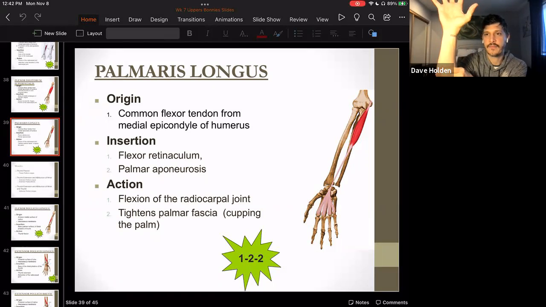You'll feel it tightening up. You can almost isolate the belly of that muscle. It's right there, right in between my fingers. So its insertion is going to be the flexor retinaculum and the palmar aponeurosis. So when it contracts, it will flex the wrist and tighten the palmar fascia.